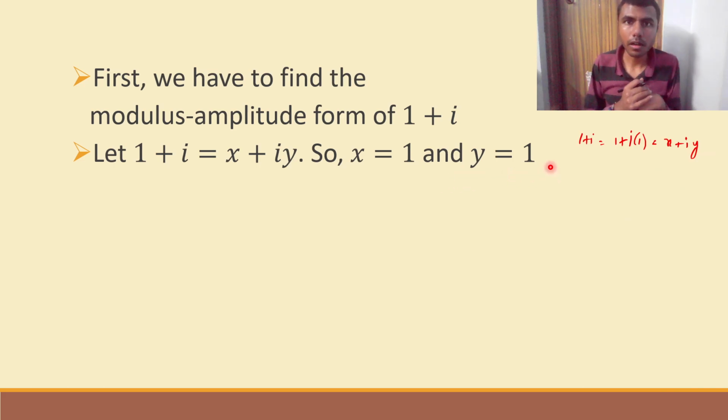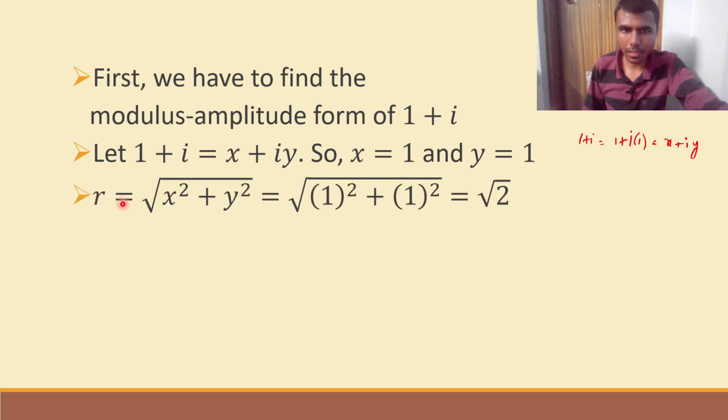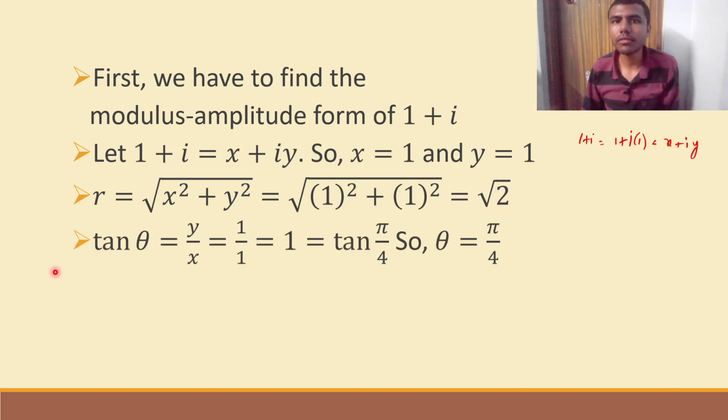Now r is nothing but the square root of x squared plus y squared. So here I have the square root of 1 squared plus 1 squared, which is nothing but root 2. Now next we need to find theta. To find theta, I'm going to use tan theta equals y by x. What is our y? 1. What is our x? 1. So 1 by 1, which is nothing but 1. 1 is nothing but tan pi by 4, tan 45 degrees. So tan theta is tan pi by 4. So theta is pi by 4.